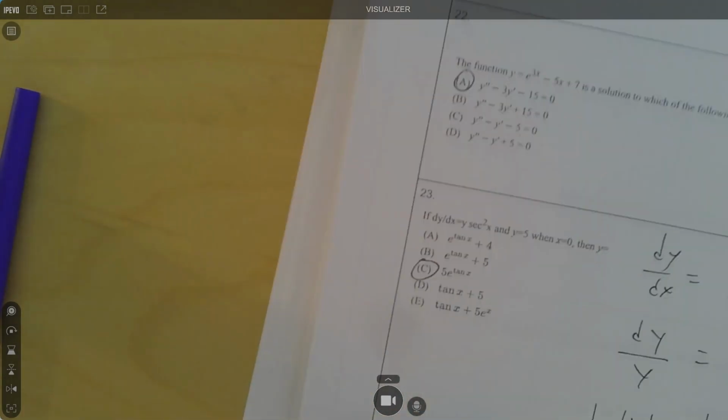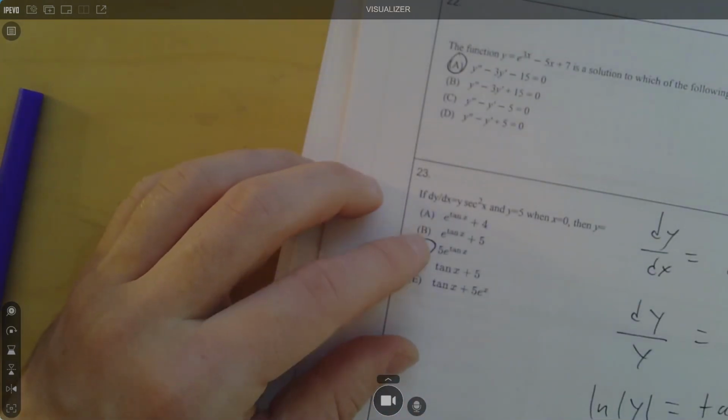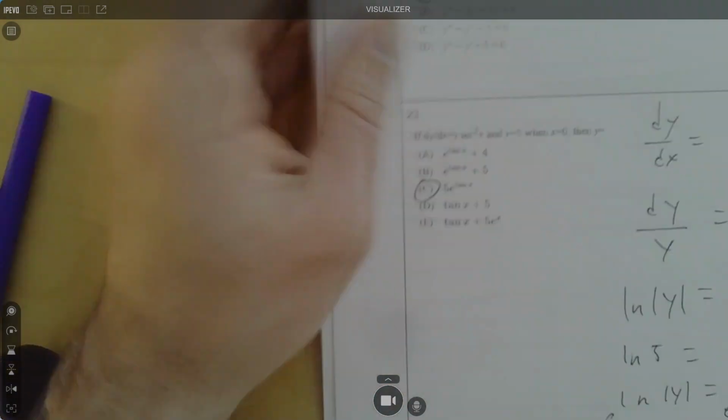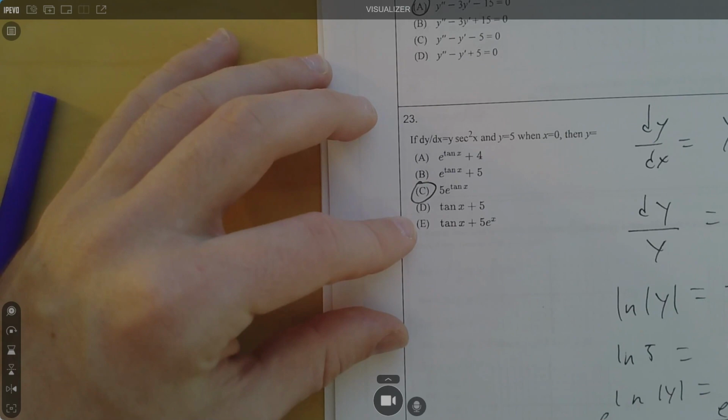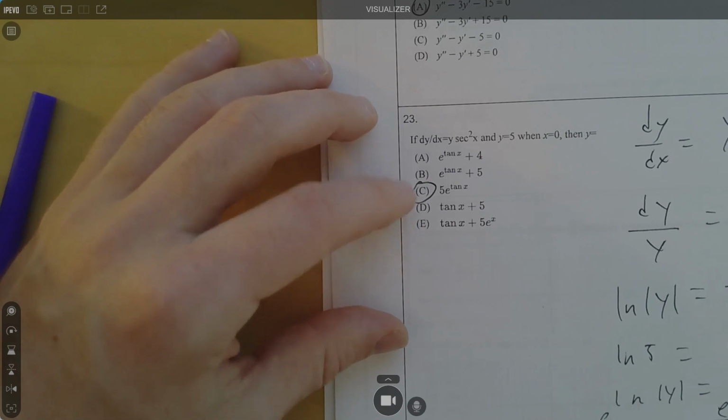Okay. I mean, you could eliminate. There's no way it's A or B, right? There's no way it's D. Maybe you would guess, oh, could it be E? But no, it's C. Okay.